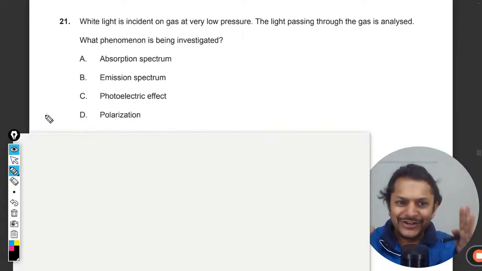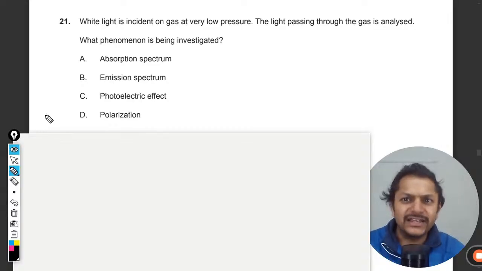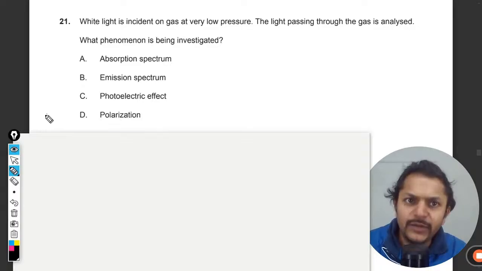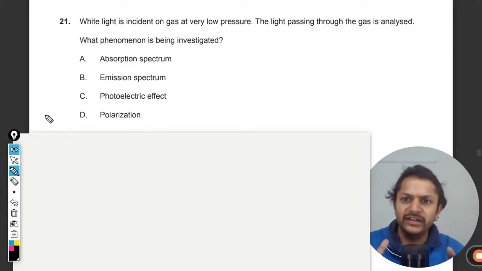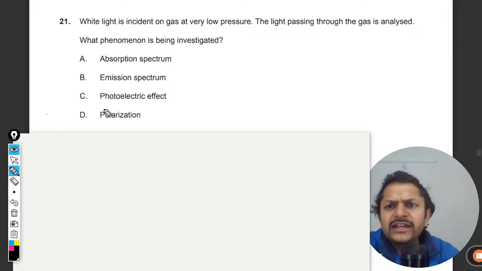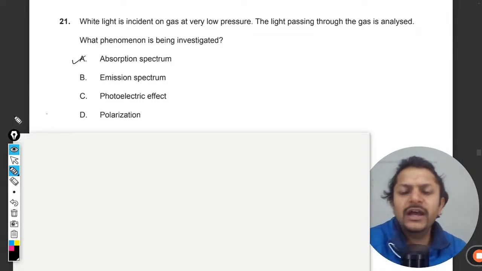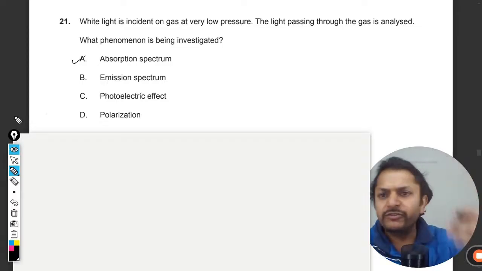Okay, so let us see what is there in this question. White light is incident on gas at very low pressure. The light passing through the gas is analyzed. What phenomena is being investigated here? So clearly this is the absorption spectrum, and we have done that in our topic when we were doing it.